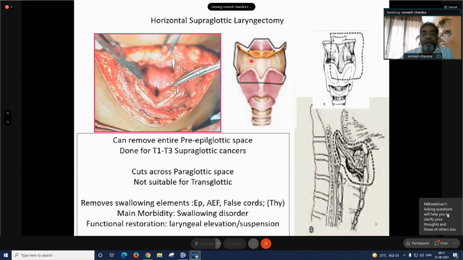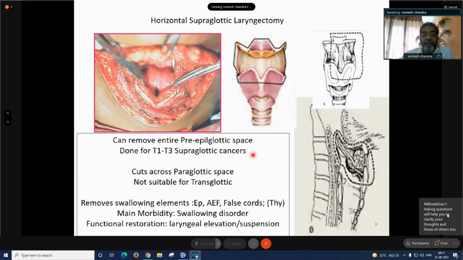But it cuts across. We know the paraglottic space and the pre-epiglottic space communicate at the sides. So it cuts across the paraglottic space, and therefore it is not suitable for a transglottic cancer. A transglottic cancer is one which crosses from supraglottis to glottis across the ventricle. So if the ventricle is involved, we cannot do a supraglottic laryngectomy.